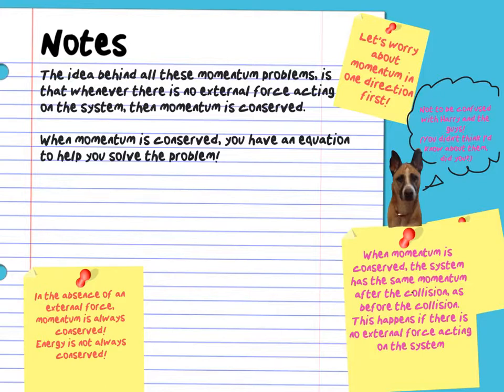Most likely, when doing momentum problems, you are going to be using the conservation of momentum. Momentum is conserved if there is no external force acting on the system. What conservation of momentum means is that the momentum right after the collision is the same as the momentum before the collision, or vice versa. This is of a system, and you might remember from the last video that a system is the group of objects that are interacting with each other. A system can be many different things depending on the problem.